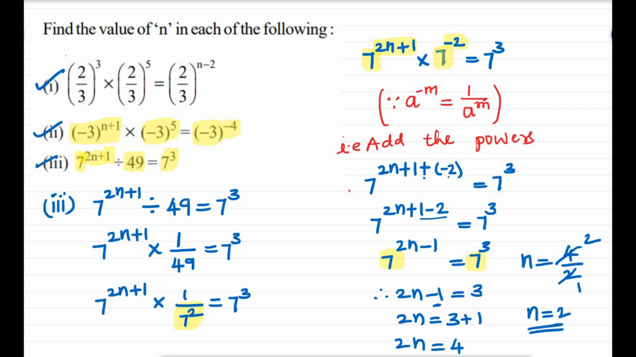This is the answer. Understand? This is how we can solve. Got it, kids? So hope you understand this. These are very important problems, and copy this.